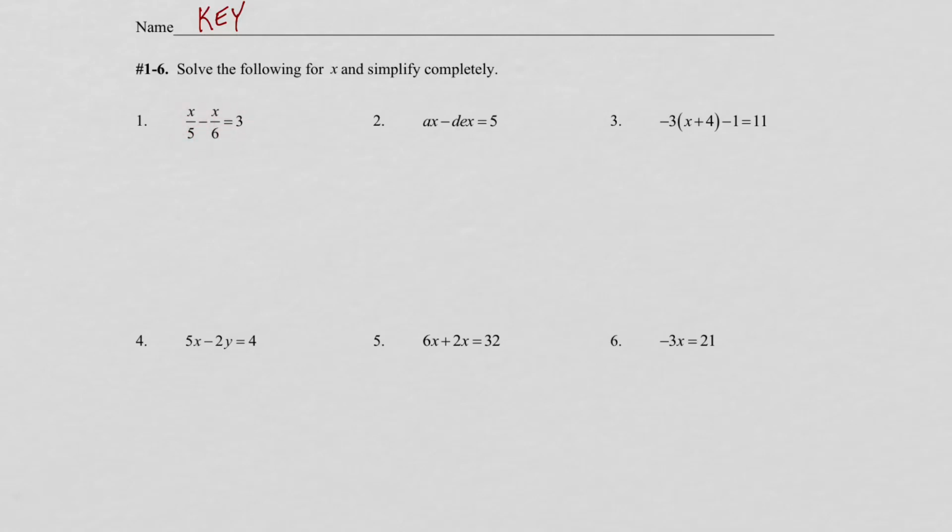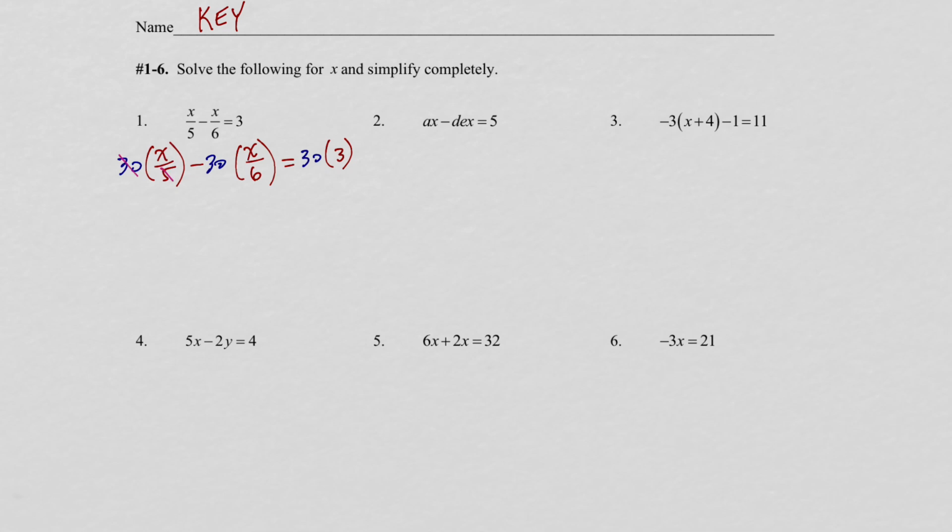Okay, the first thing we're going to do is get rid of these fractions. So the common denominator between 5 and 6 is 30. You don't have to look at the 3 because that's not a denominator. So we're going to take 30 and multiply by the first x over 5 minus the 30 multiplied by x over 6 equals 30 times 3. So we're multiplying 30 by each thing. And then we're going to cancel.